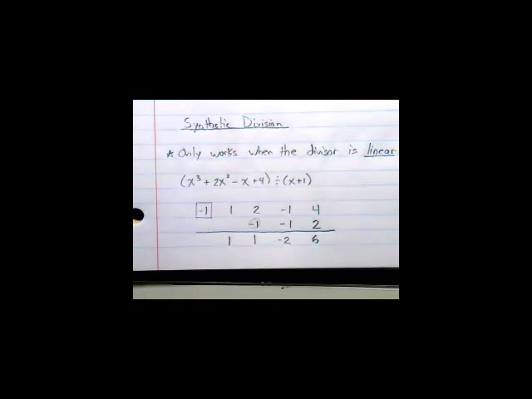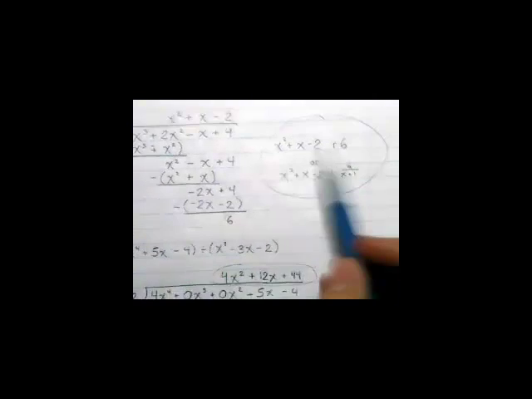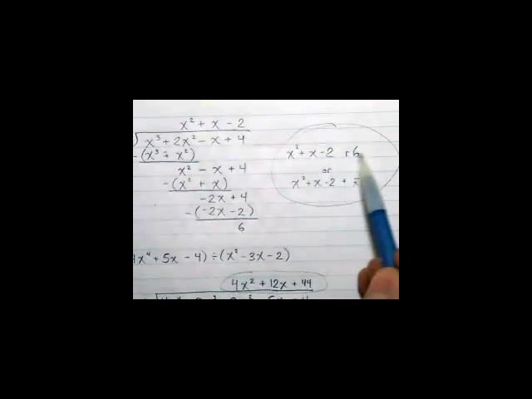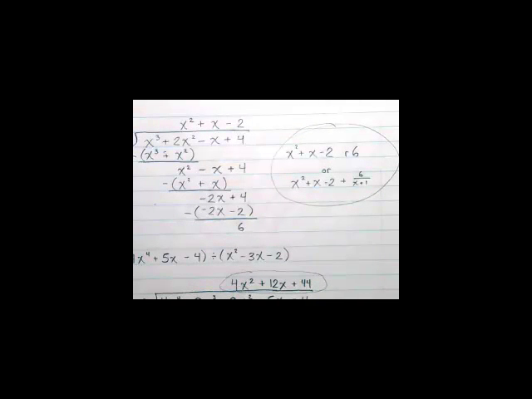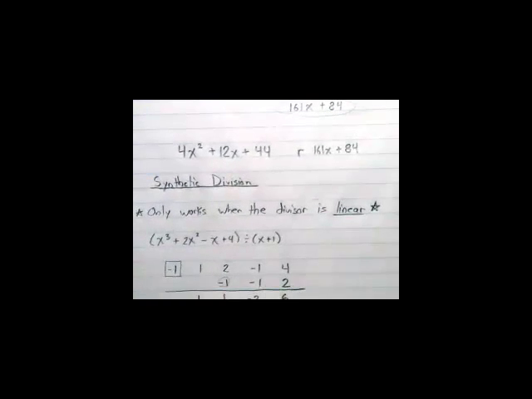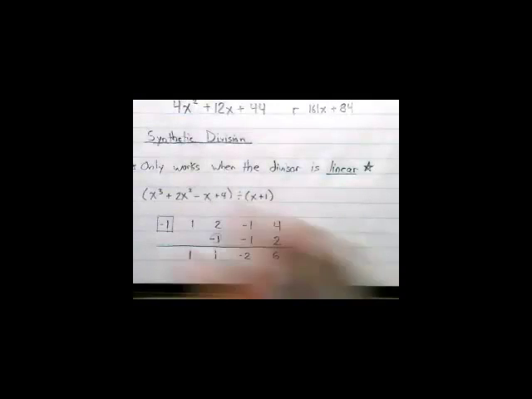Okay, so look at those numbers that we have at the bottom now. 1, 1, negative 2, 6. Take a look at your answer that you had right here. What do you notice? 1, 1, negative 2, 6. Who figured that out? I want to know who figured that out. The last number that you come up with is the remainder, and the other numbers are all the little coefficients that go on the answer.